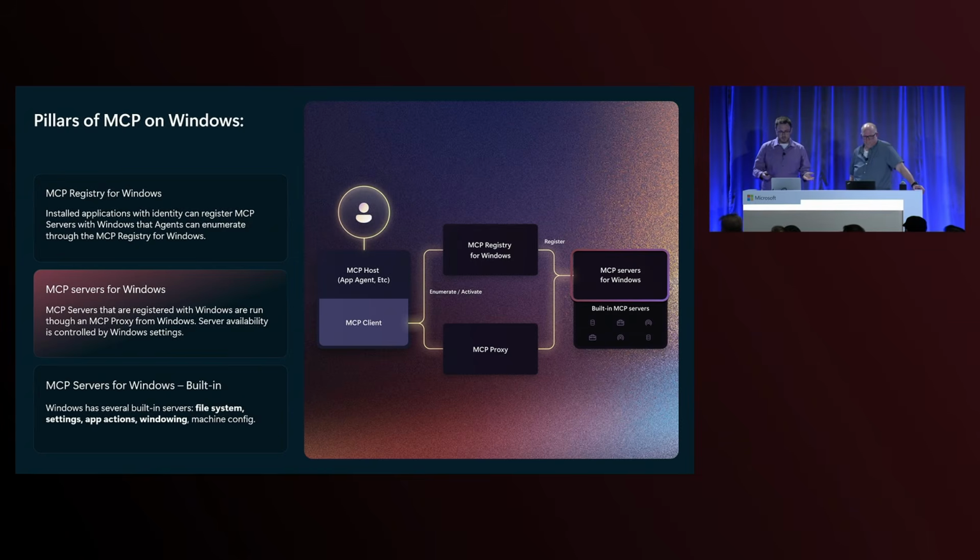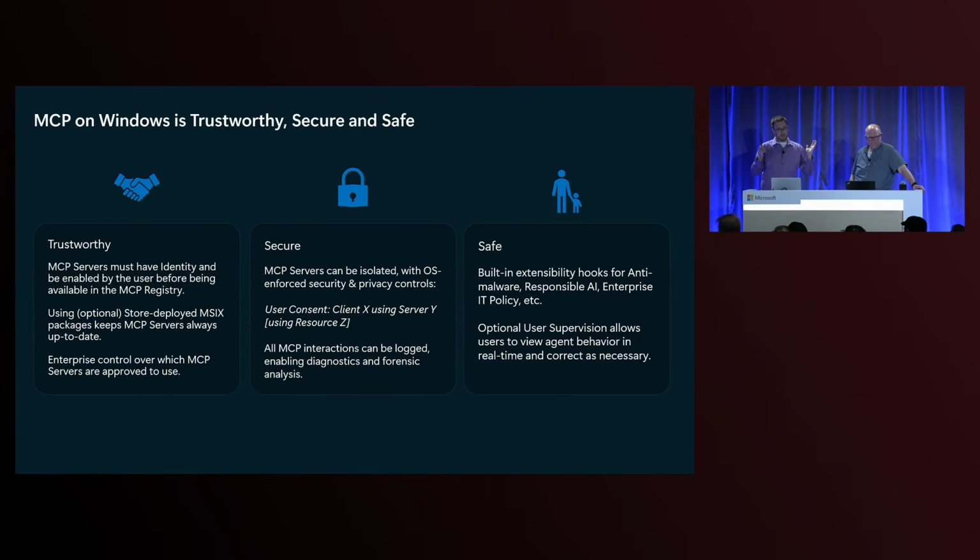The registered servers are called MCP servers for Windows. Windows activates these servers using an MCP proxy server. That allows us to put the user in control with settings to control server availability and consent dialogues from Windows before tools are used, which clearly explain how each tool will be used before you approve it, as we saw before. So that's pretty much the basis there of our three pillars.